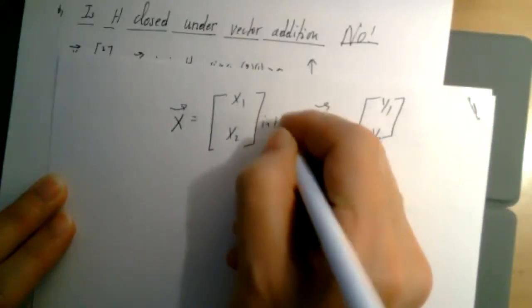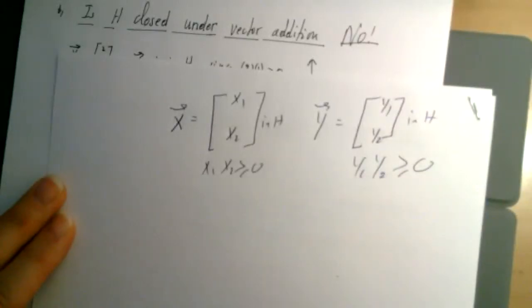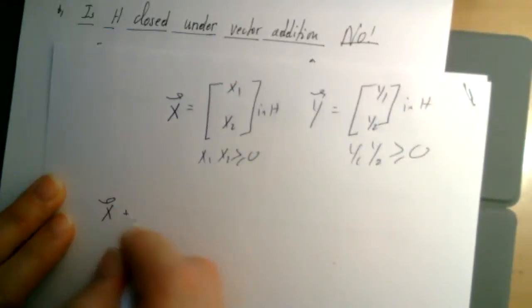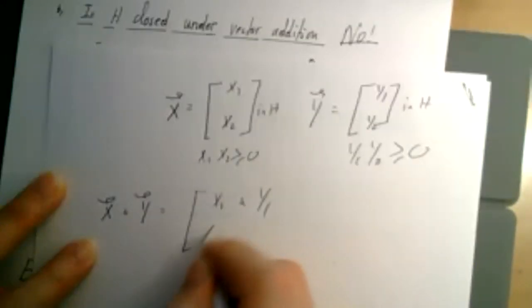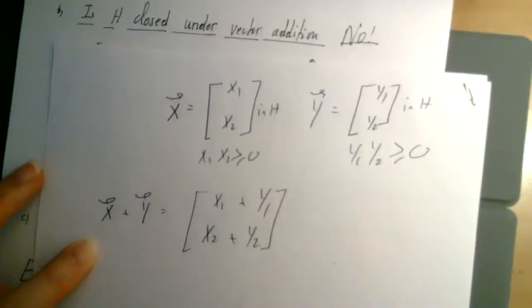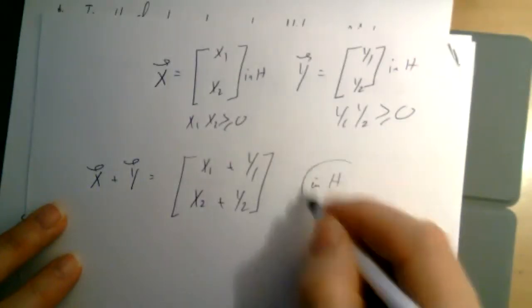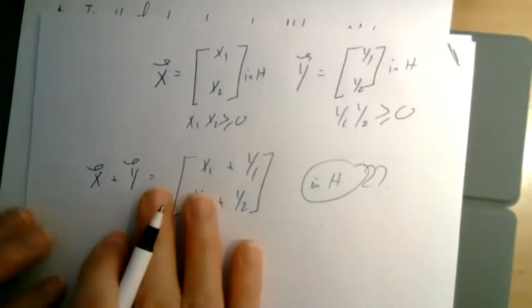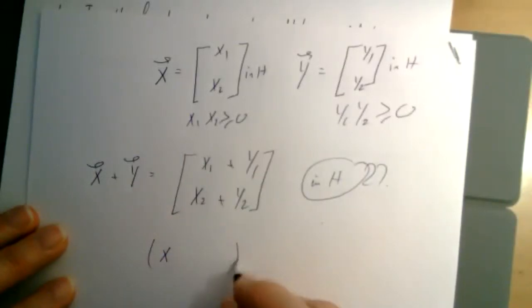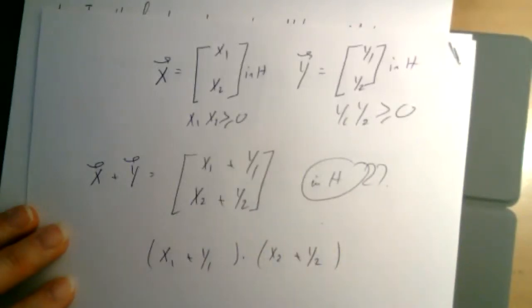And these are in H. It means the products are positive. So I'm starting here, and I'm starting here, and I add them. But I was not careful how I add them. So I'm going to get (x1 plus y1, x2 plus y2). And you have to tell me where things will fall apart. My question is, is this in H? I didn't see it geometrically, so I'm working algebraically. To see if this is in H, I have to take the first component times the second, and ask myself, is this positive?